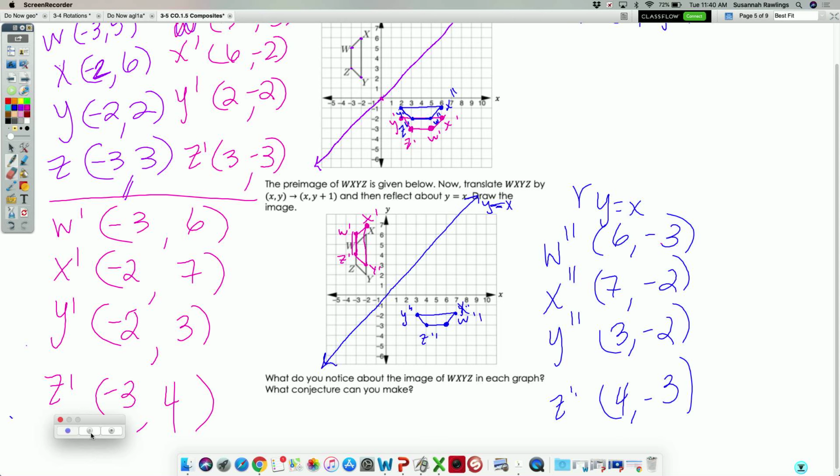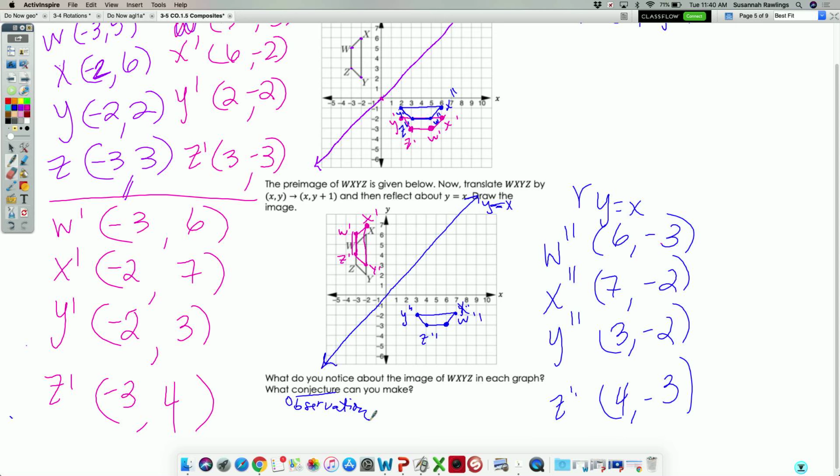Okay, so you should have two images there, a single prime and a double prime. The last question says, what do you notice about the image of W, X, Y, Z, so our double primes? What do you notice about those in each graph? So again, we said the only thing that changed there was the order that we did the transformations. So let's just test that theory. It says, what conjecture can you make? That's just a fancy word for observation.